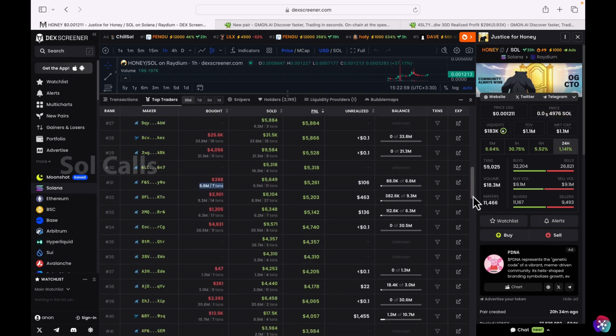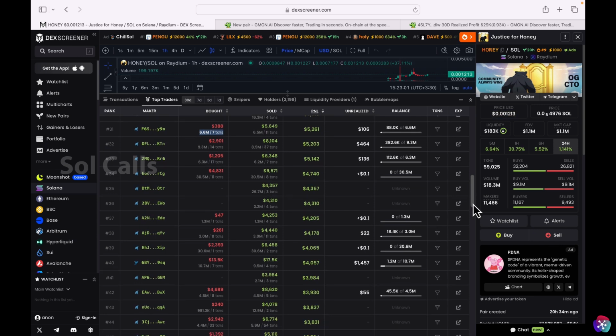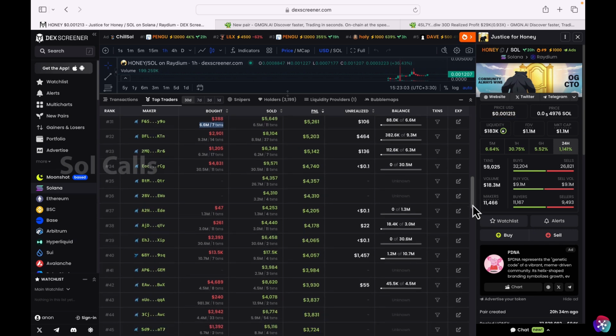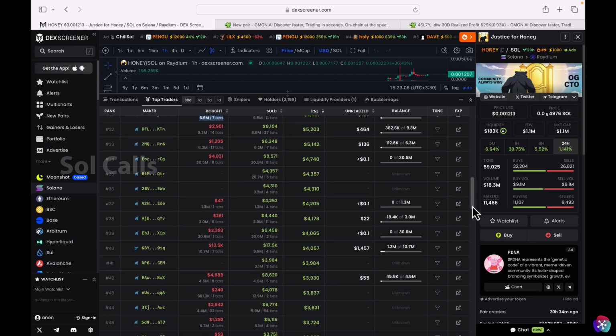The reason I prefer one transaction is it's easier for copy trading. You know, having too many transactions, you have to pay many fees, and especially if your budget for trading is low, that's not efficient at all. This one bought $47 in one transaction. Let's actually check this wallet.